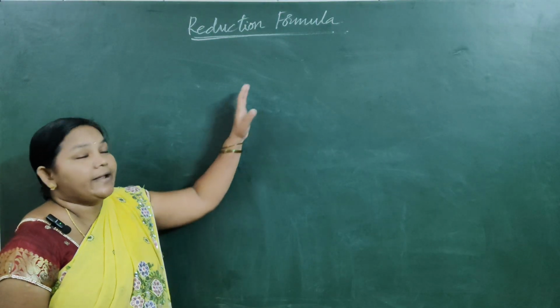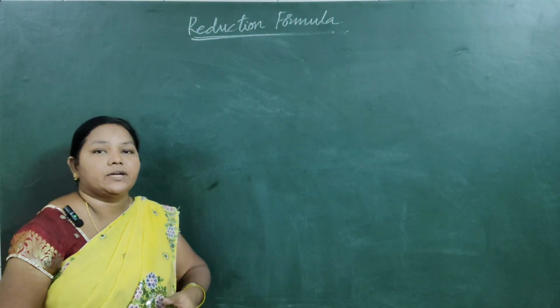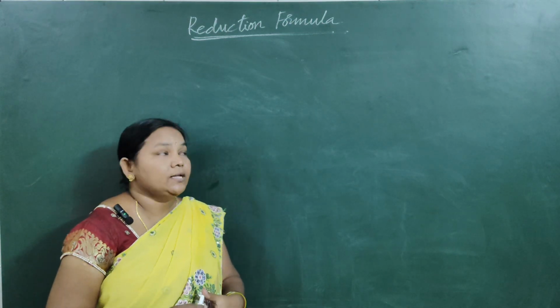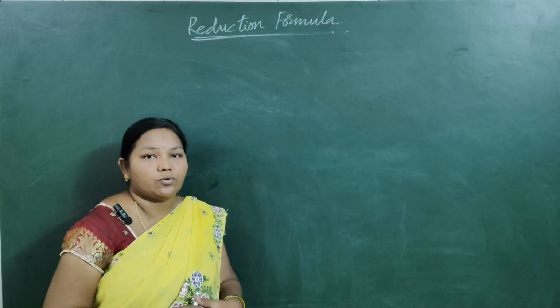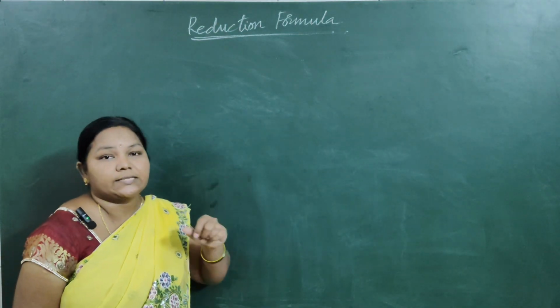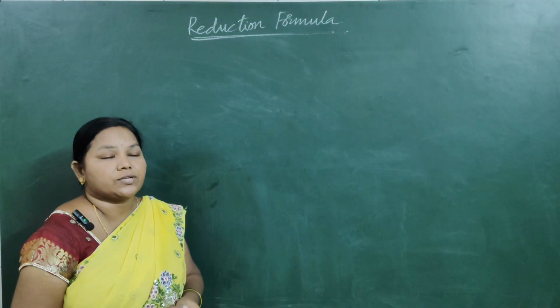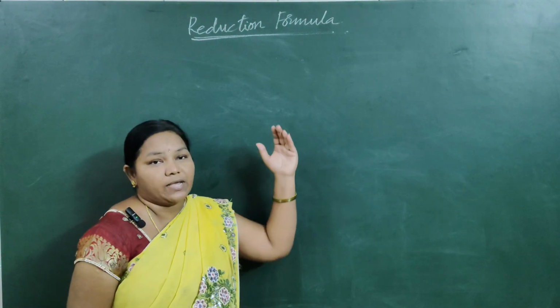Today's topic is the reduction formula. This reduction formula is very important for inter-second year students. It comes under maths 2B, where it consists of 6 questions. In these 6 questions, one question is compulsory for your final exam. Let us see them one by one.